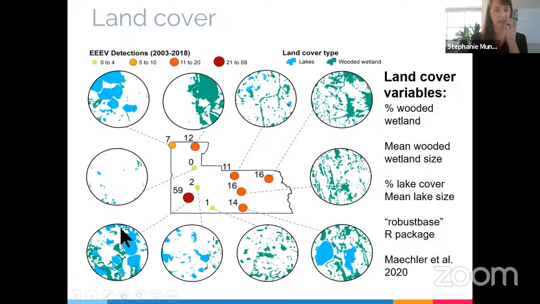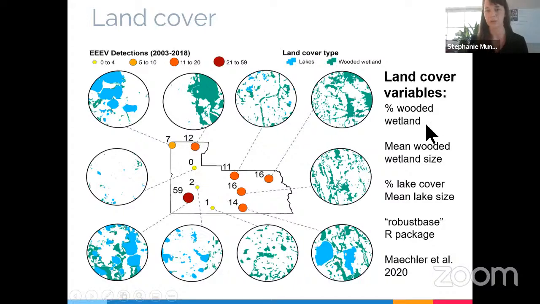Okay, so first looking at land cover. The sentinel chicken sites are shown inside of the map, and they're color-coded and sized according to the number of times EEE was detected at those sites. So we have a range from this site, which was the highest producer, where it was detected almost 60 times. And then just north, you have a site where it was never detected at all.